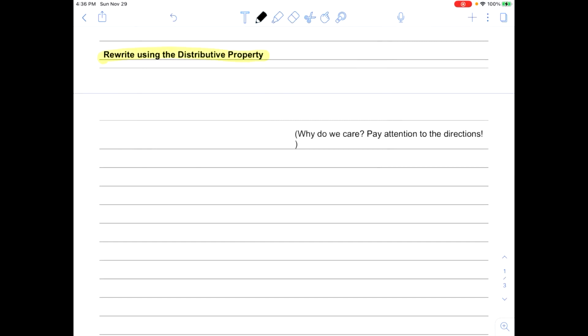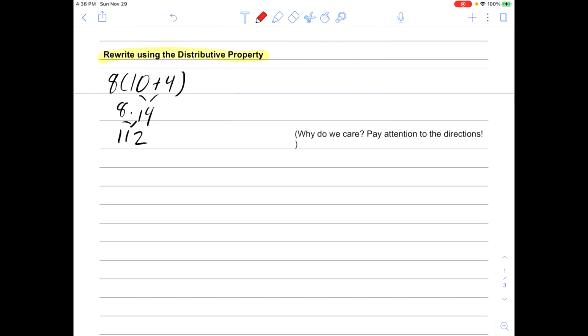So let's say you had a problem that said rewrite using the distributive property, and the problem was 8, and then in parentheses 10 plus 4. Now, if we were just going to solve this using PEMDAS, using order of operations, we would do 10 plus 4 is 14, and then we would do 14 times 8, which is 112.